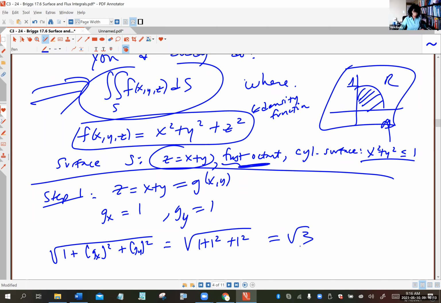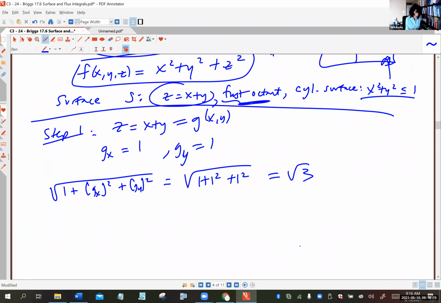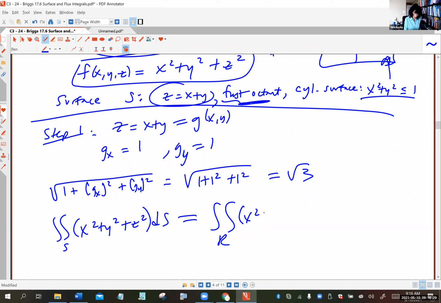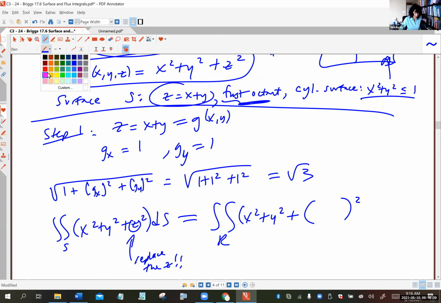That's lovely. So then you're like, all right, so then this double integral, which is the surface integral, which looks like this, because that's your f(x,y) dS, is going to be the double integral of x squared plus y squared plus, and you need to replace the z with something that has x's and y's in it. So what would that be replaced by? Does anybody know?